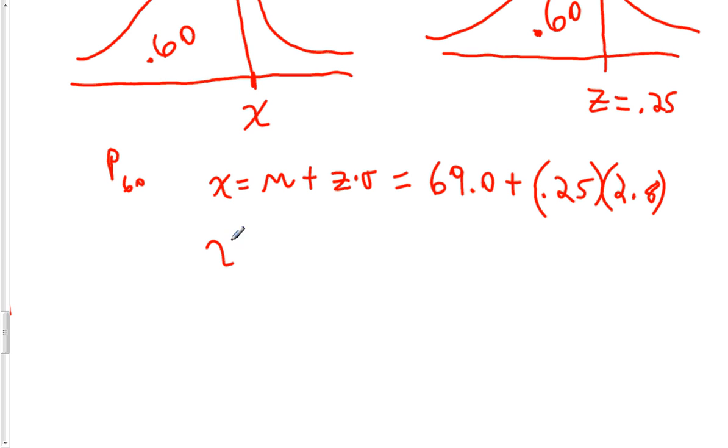So the x value that we need is 69.7. That's the height that separates the bottom 60% of men's heights from the top 40%. So if you're taller than 69.7 inches as a man, you're taller in general than 60% of all men. Okay.